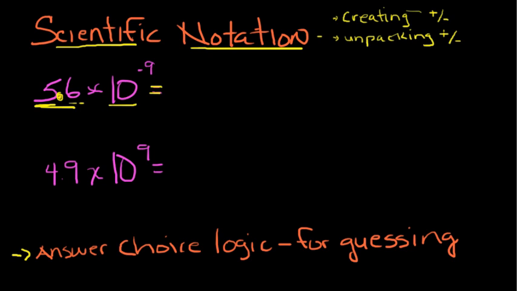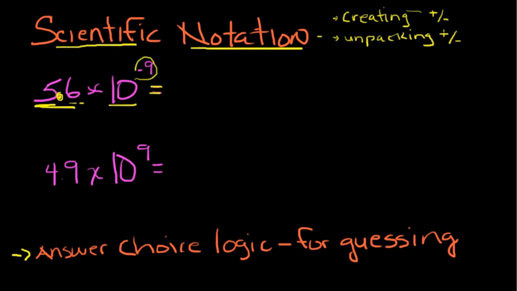If you were given 56 times 10 to the negative 8, that would give you the same answer, but this is not scientific notation format. Scientific notation format always has the decimal point right there and then one number to the left. So now let's look at 5.6 times 10 to the negative 9.